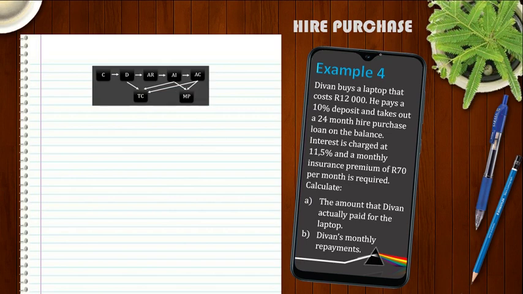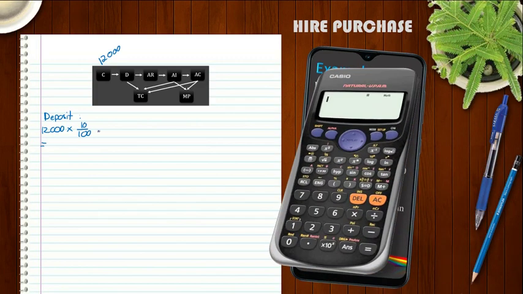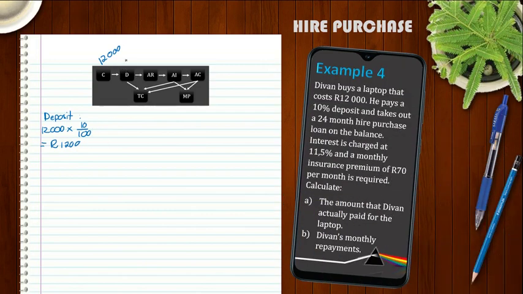The first thing we can see, the cost that's given is 12,000 Rand. So we can make a note here. The cost is 12,000 Rand. The deposit is 10%. So to work out the deposit, we take our original cost, 12,000 Rand, and multiply it by 10 over 100 because it's 10%. If we work that out on the calculator, that gives us 1,200 Rand.